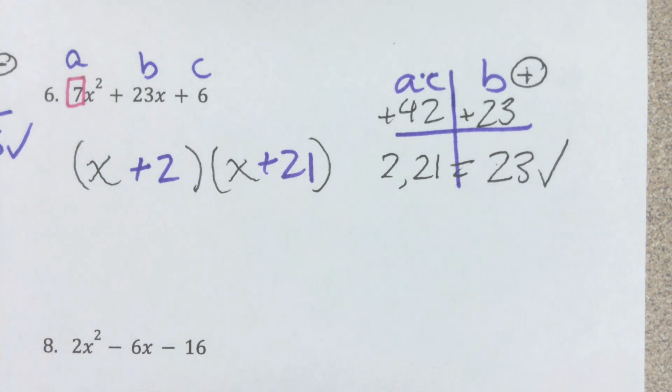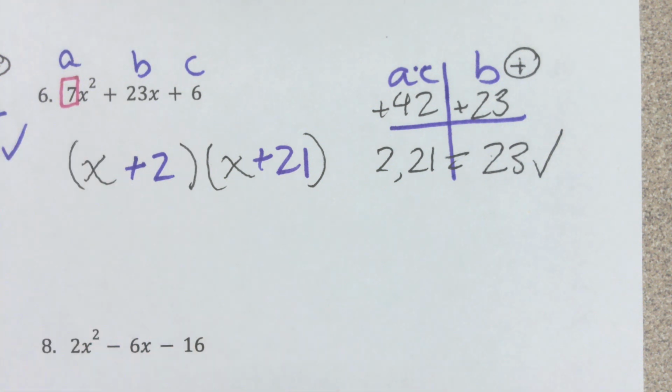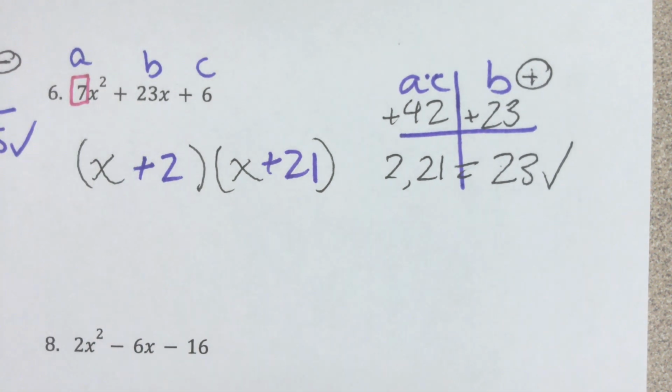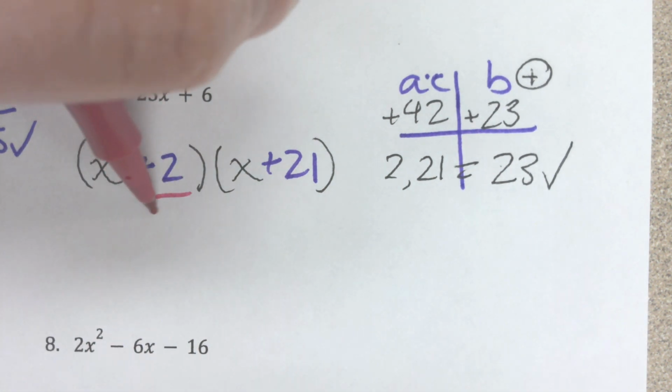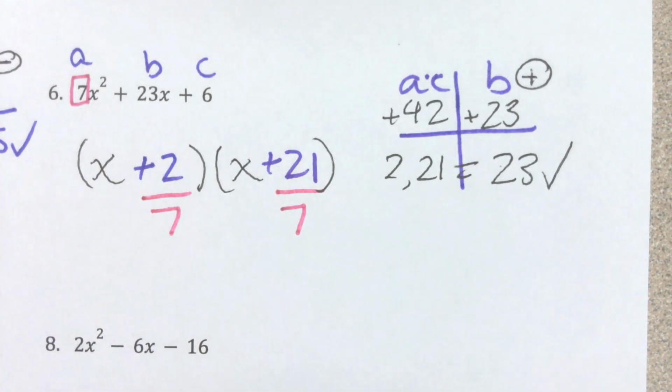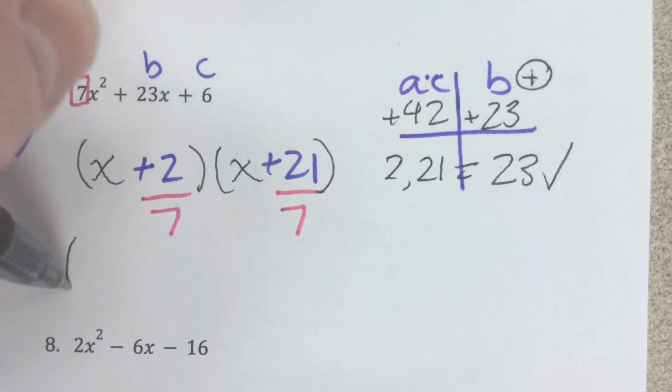Correct. So this specifically is called a slide and divide problem because our A value is not 1. And that's where the name comes from. We divide both factors that we get by the A value, which is 7. And then we slide or divide from there. It depends on what our numbers are.